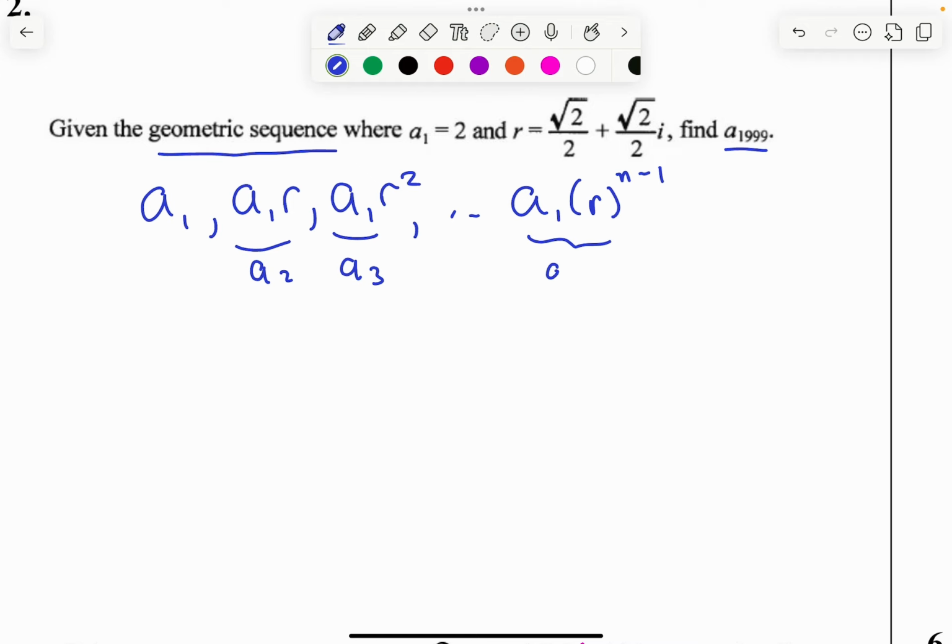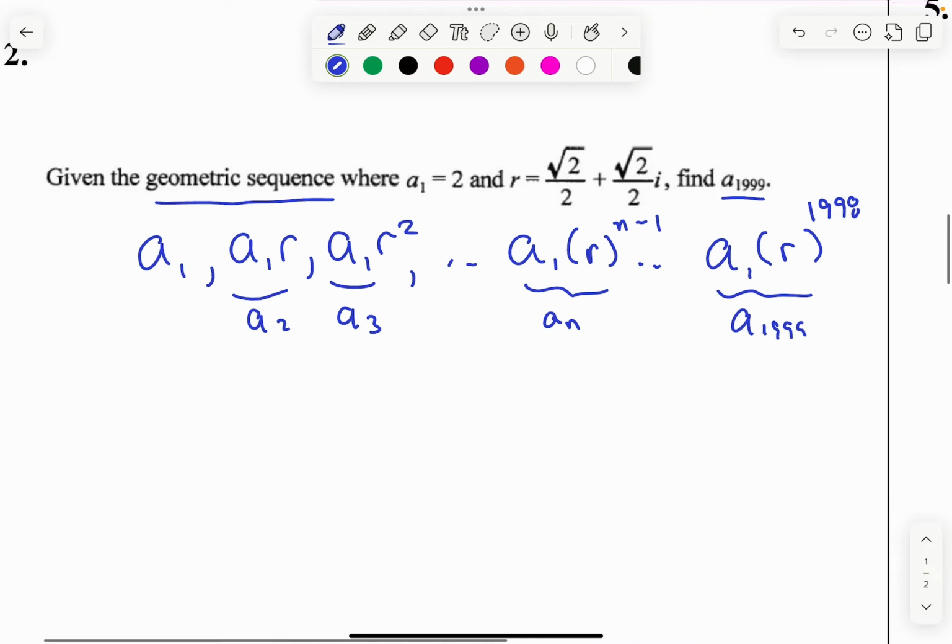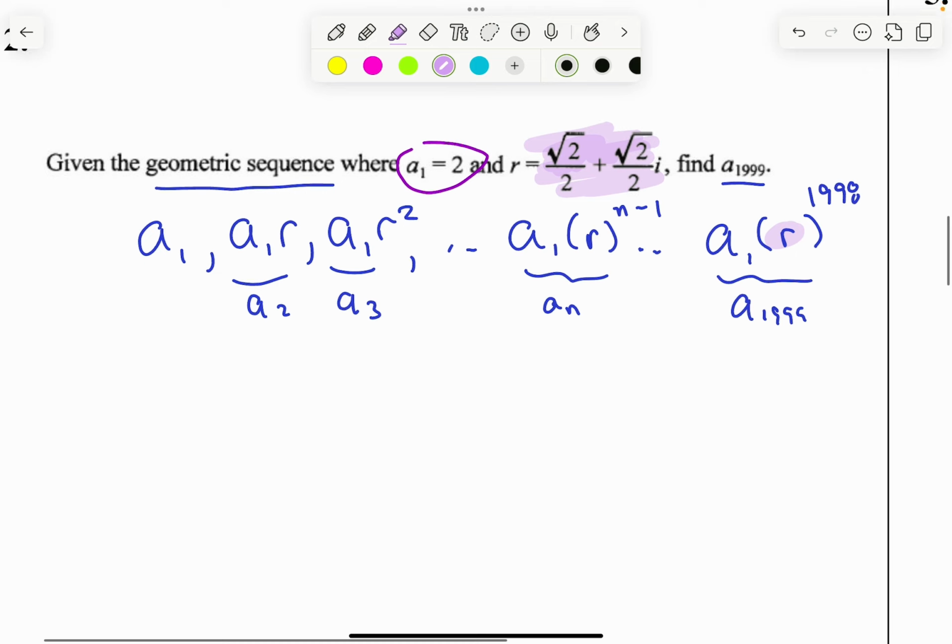That's our nth term. And what we want is this term, so that must be a1 times r to the 1998, right? Because it's 1 less. All right, so we know our first term is a1 = 2. The question is, what is this r to the 1998? So we'll take time to do that. This will bring in some ways of thinking of complex numbers that'll be helpful.